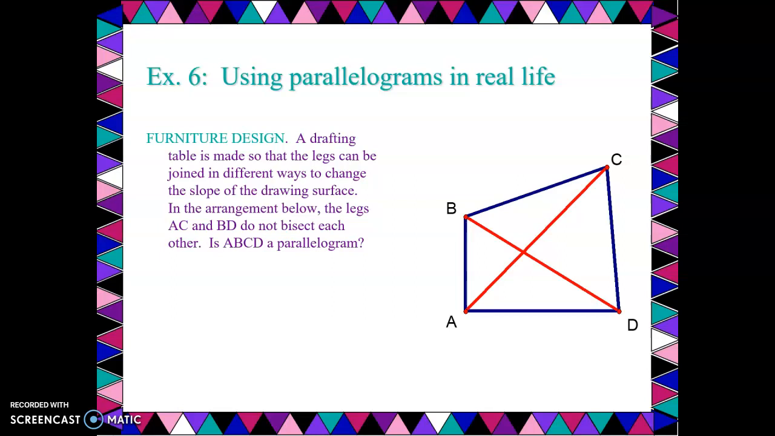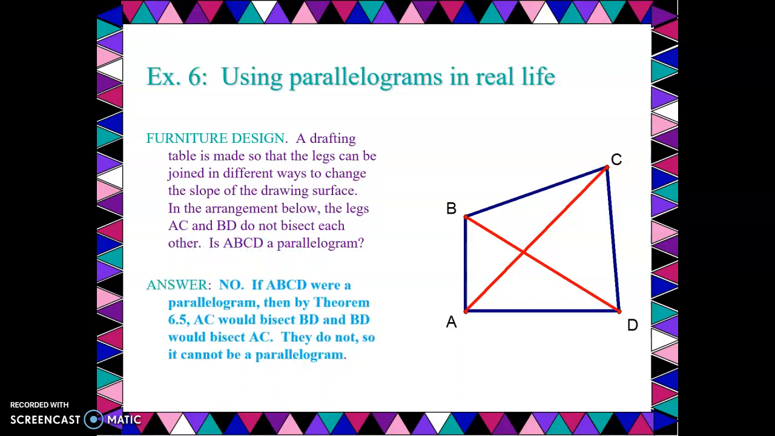Now think about that. In other words, what they're saying is that those diagonals do not cut each other into two congruent parts. So is the shape ABCD a parallelogram? Think about it a minute. And of course, the answer is no. If it were a parallelogram, then all of those laws that we talked about in today's lesson have to be true. So if any of the laws aren't true, in this case, the diagonals are not bisecting, so there is no way it could be a parallelogram.